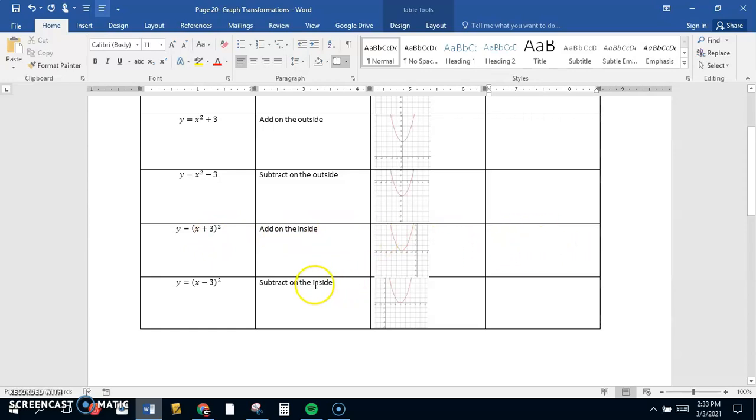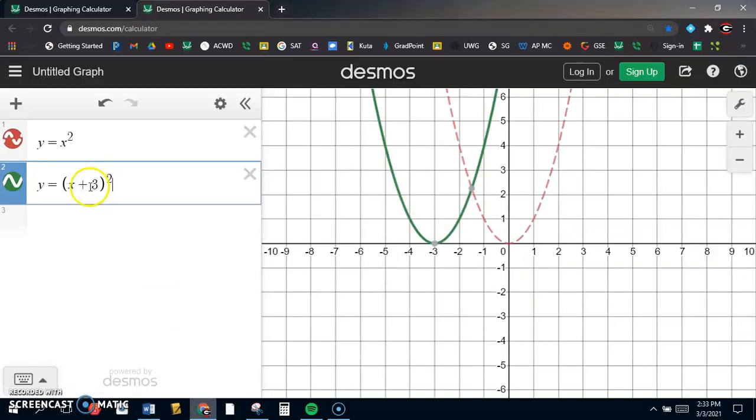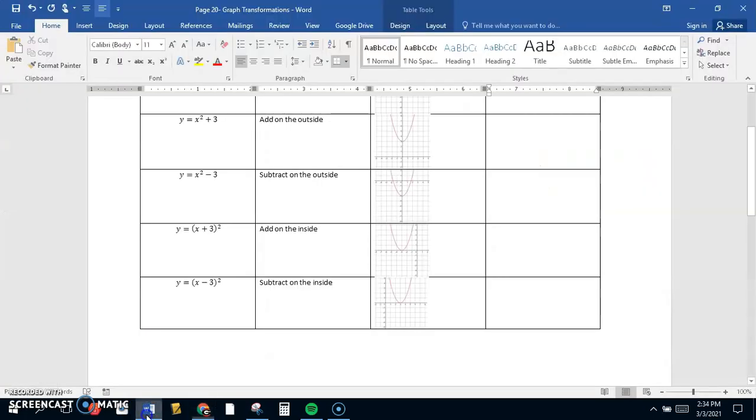If you subtract on the inside, not hard to figure out, I'm sure you're already thinking this, you're going to go to the right. So let's illustrate that. Okay, so notice that I go right here. It's the same graph. The width was not affected. I just go to the right. Okay. So on this fourth row, you would say goes right 3.